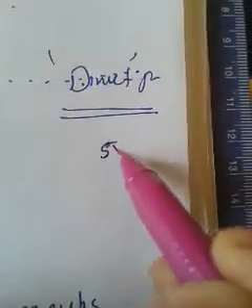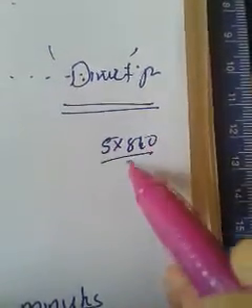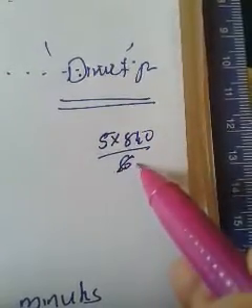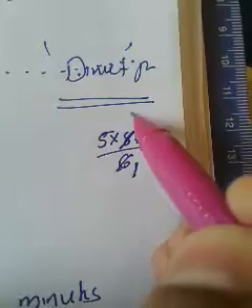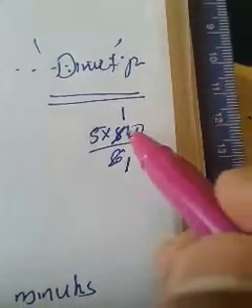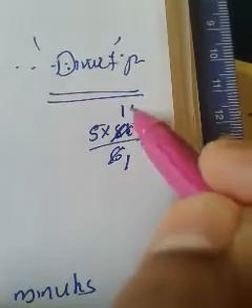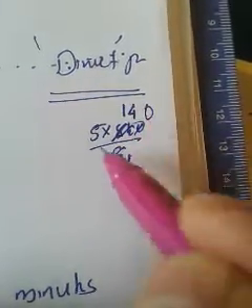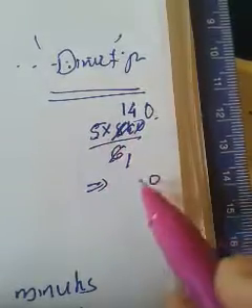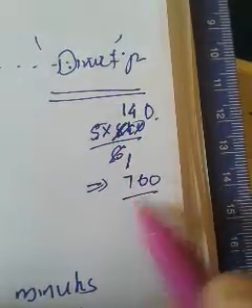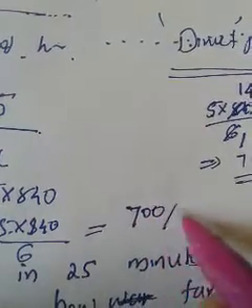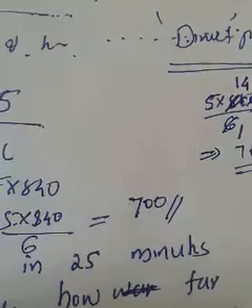So let me cancel that. 5 into 840 divided by 6. You can cancel 6 and 840 by 6. In 6 how many 6? 1. Sorry, in 8 how many 6? 1. Remainder is 2. That 2 and 4, 24. In 24 how many 6? 4, 6 fours are 24. Then this 0 will come up. And now you just find out the value. 5 into 0, 0. And the answer is 700. So the value of x is 700.